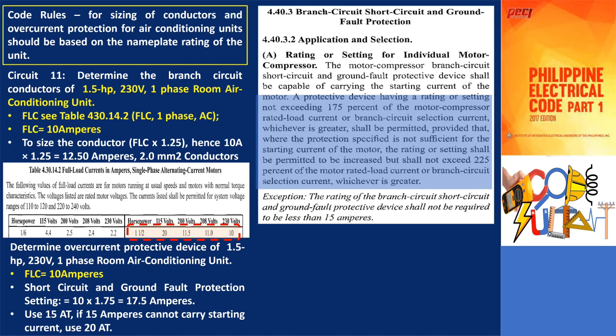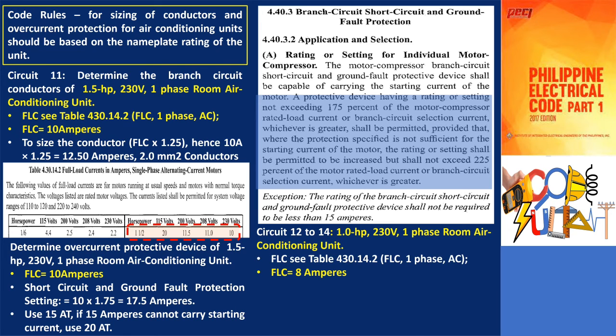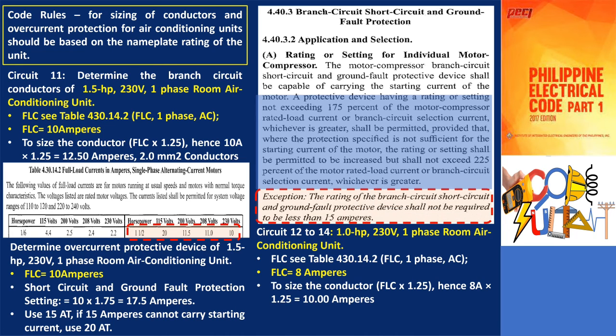The procedure for determining the conductor size and overcurrent protection device rating for a 1 horsepower air conditioning unit is the same as that for a 1.5 horsepower unit. However, there is an exception to note in Section 4.40.3.2 of the Code. According to Exception 1, the minimum short circuit and ground fault protection for a 1 horsepower air conditioning unit shall be 15 amperes. This means that the overcurrent protection device rating for a 1 horsepower unit should not be less than 15 amperes, even if the calculation based on equipment load rating and starting current falls below this value.